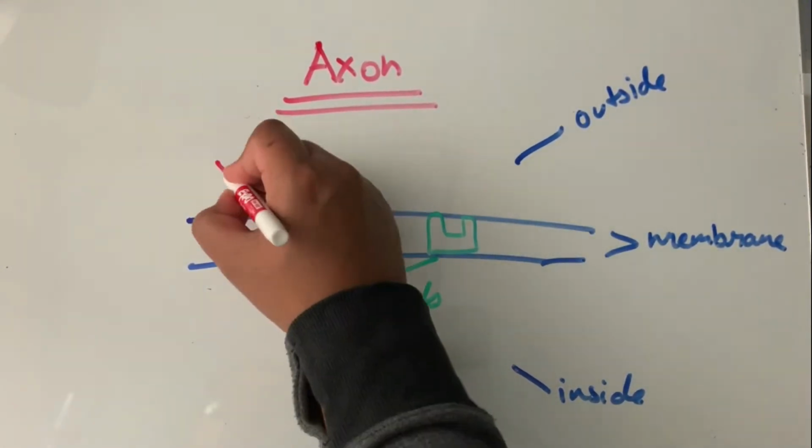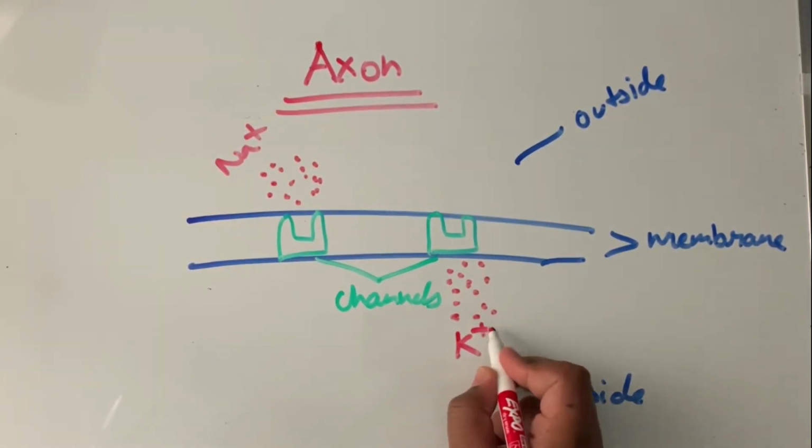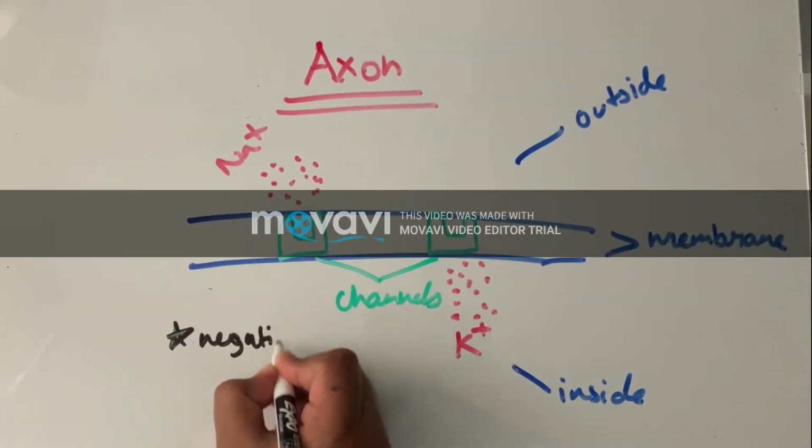When the neuron is in a resting state, a neuron has more sodium ions outside the neuron than potassium ions inside, which means that the inside is more negatively charged than the outside of the neuron.